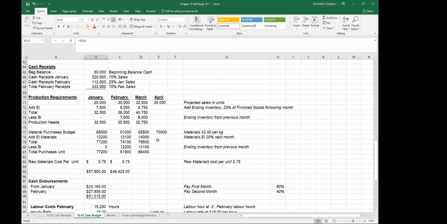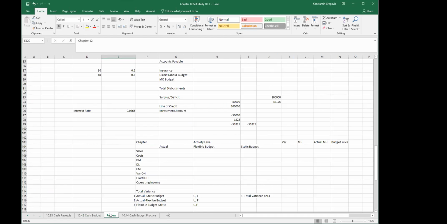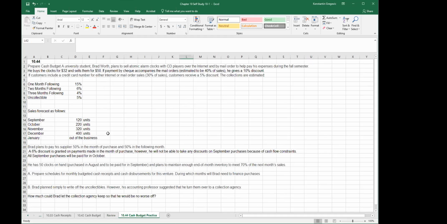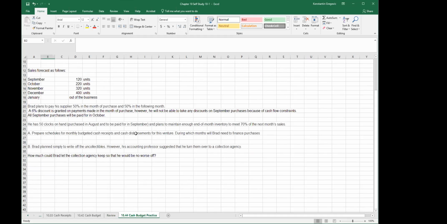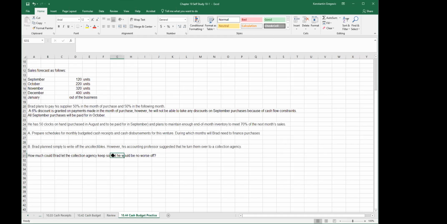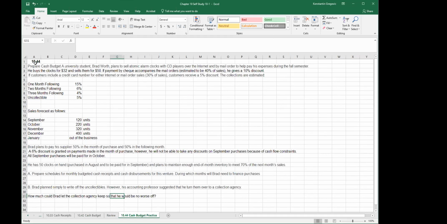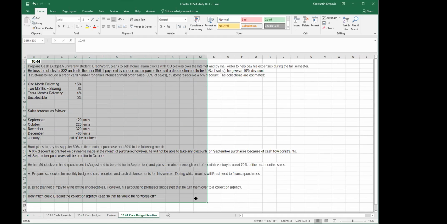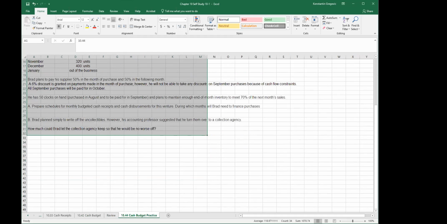Okay, we're running a lot over, so I'm going to post this. I did another cash budget practice. Do 10.44, do 10.42 on your own for practice. I think I've got 10.44, I will post the solutions.